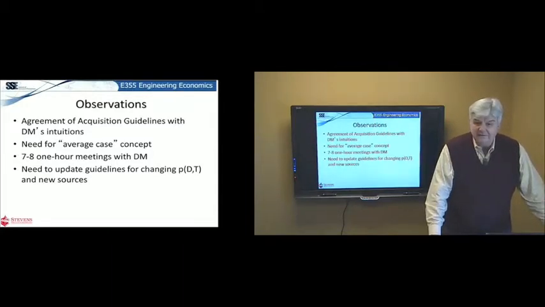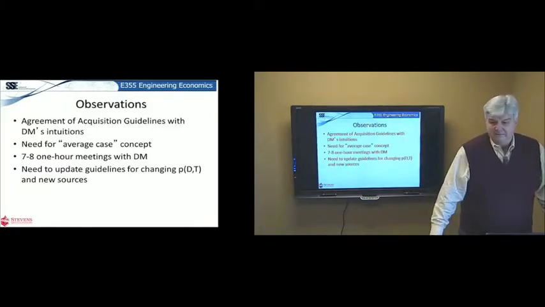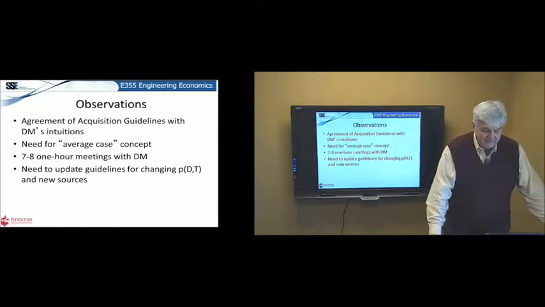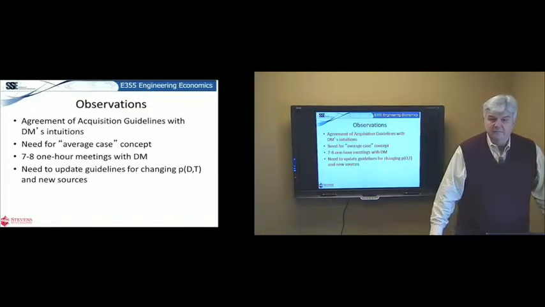Beyond any data collection and programming to solve this problem, we spent 7 to 8 one-hour meetings with the decision maker to actually formulate the problem, get his preferences, and actually interact with him to look at the solution and see whether or not that made sense to him. We would obviously need to update these guidelines if the probability functions changed or new sources were considered. But here's a good example where our utility theory, our multi-attribute formulation, allowed us to support a decision maker to make a decision that was consistent with his overall values about the attributes at hand, and then delegate that decision because of the formulation.